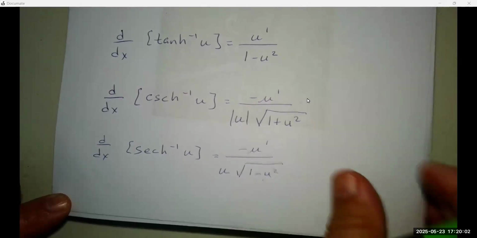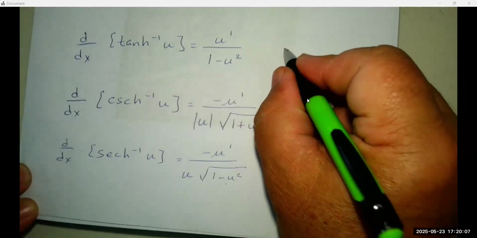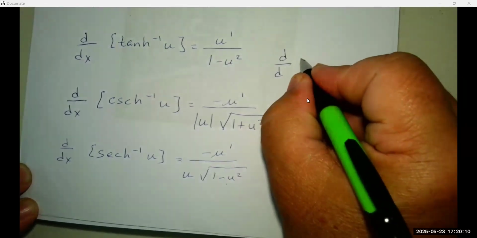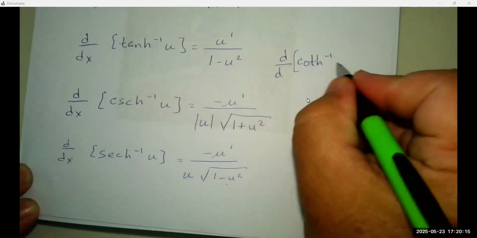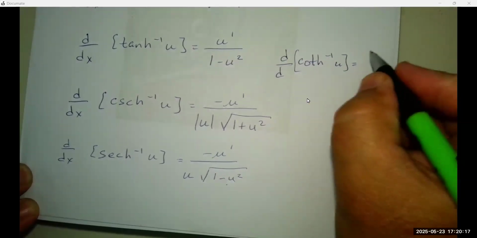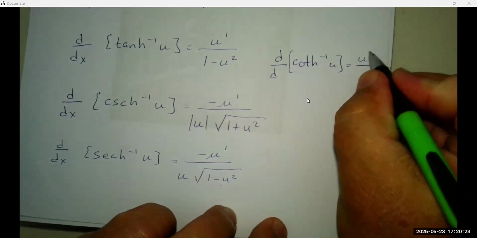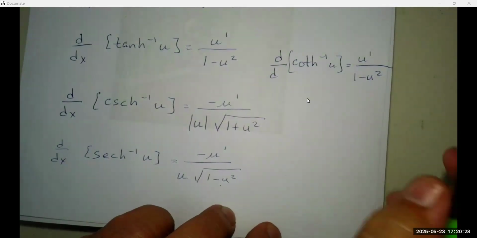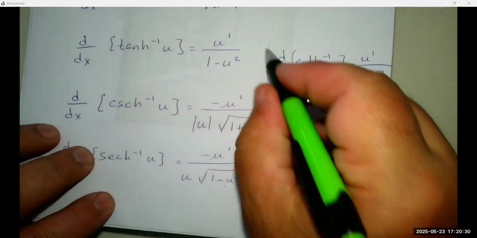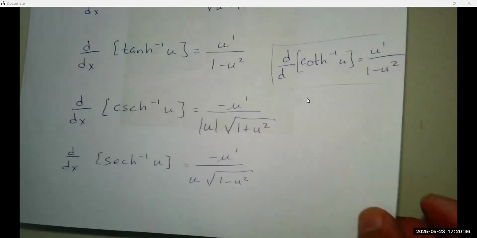Now, the one we're interested in is the inverse of the cotangent of u. And that one is u prime over 1 minus u squared. So there is the one we'll be dealing with here. So our two questions dealt with cotangents. All right, let's look at your questions.